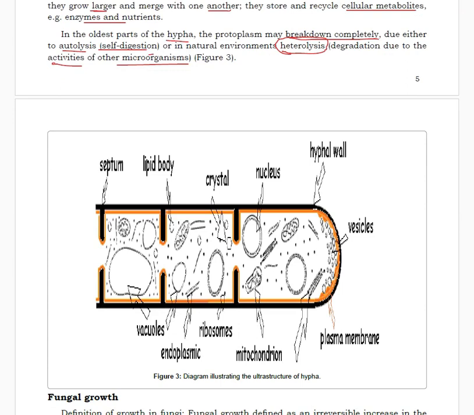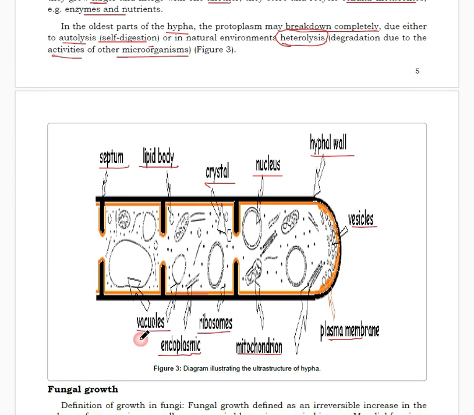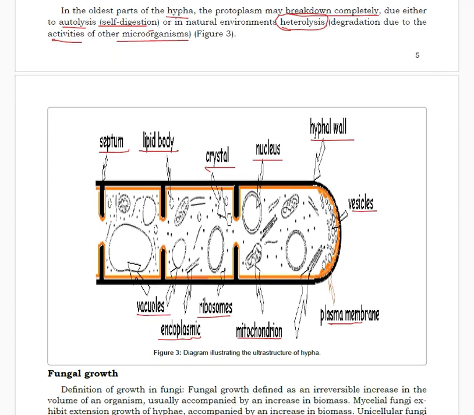So let's understand a little about the ultrastructure of the hyphae. The septum is present here. There are some lipid bodies and some crystals present. The nucleus is very simple, where the nuclear envelope does not break down during cell division. This is the hyphal wall: plasma membrane followed by a chitinous cell wall. Vesicles are present at the tip, then cytoplasm is present at the tip wall. The mitochondrion has plate like cristae, there are ribosomes, the endoplasmic reticulum is quite narrow, and vacuoles become larger later on, which helps in apical development.